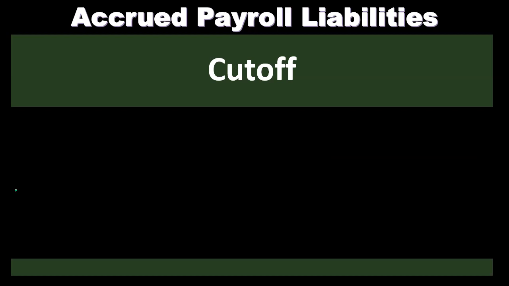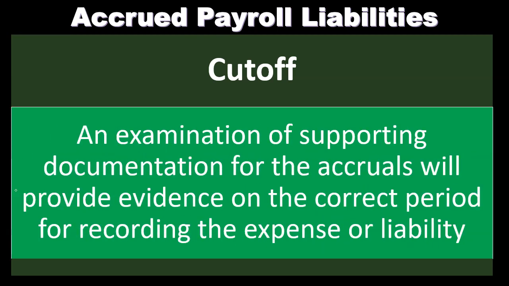Then we have the accrued payroll liabilities. We're going to consider cutoff. So cutoff, the year-end cutoff. An examination of supporting documentation for the accruals will provide evidence on the correct period for recording the expense or liability. So we want to basically examine the supporting documentation. We want to make sure that if we go back and check the supporting documentation, that we have the proper cutoff. In a large company, in a publicly traded company, they should be doing proper accruals, and they should have been documenting the information and have that all set up.